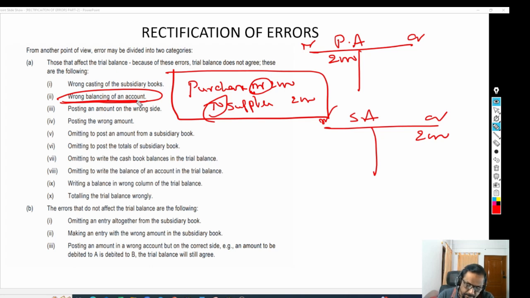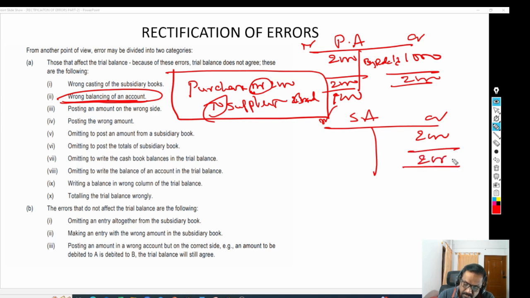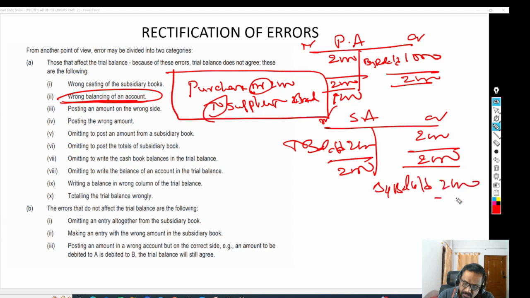So while balancing this, I debited the total 2,000. By balance carried down, I mentioned 1,000 here. To balance brought down 1,000. Here 2,000, the same total I kept, 2,000. To balance carried down 2,000. By balance brought down 2,000. So I balanced the supplier account correctly. But while balancing the purchase account, I balanced it with 1,000 rupees. Actually, this should be 2,000.